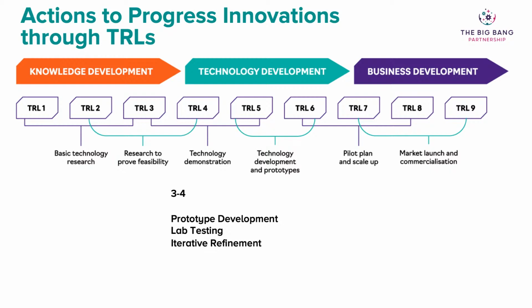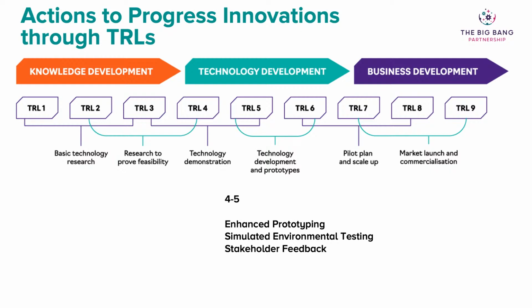To move from TRL level 3 to TRL level 4, that's about developing a prototype. A prototype is a more evolved proof of concept. So a proof of concept is about feasibility. A prototype is taking that to the next level, maybe testing it perhaps in a lab environment and doing that iterative refinement that we've been talking about.